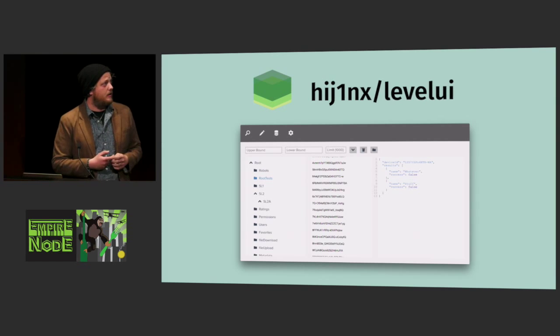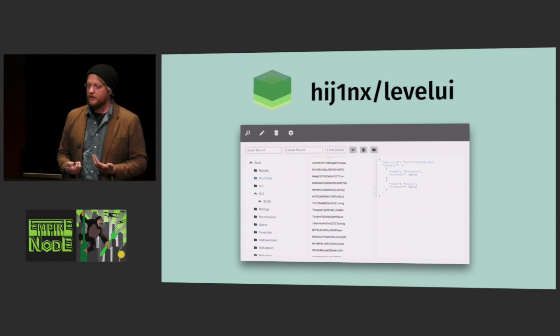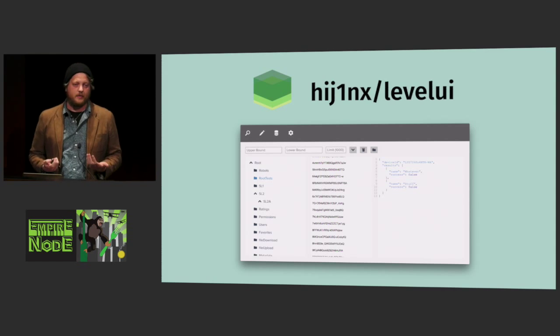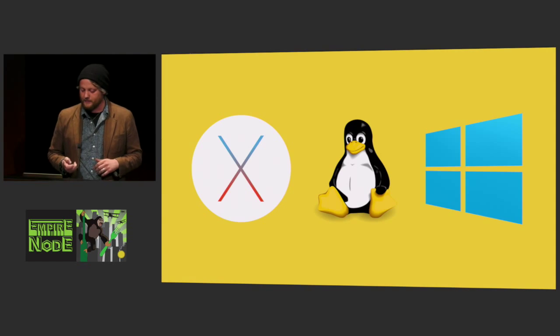This is an example of an Electron app. It's called Level UI, and basically it gives you a graphical user interface to a LevelDB database. It has been able to actually grab the native module and use it, all from an Electron application.